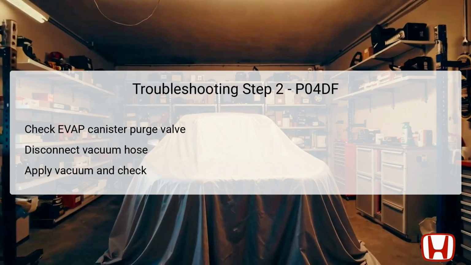In the second troubleshooting step for DTC P04DF, you will check the EVAP canister purge valve for functionality. Start by disconnecting the vacuum hose, known as the purge line, from the EVAP canister purge valve, which is located in the engine compartment. Once the hose is disconnected, connect a T-fitting and attach a vacuum gauge with a vacuum pump that can measure up to 30-inch Hg. Apply a vacuum of approximately 2 kilopascal, equivalent to 0.6-inch Hg or 15 millimeter Hg, to the purge valve.